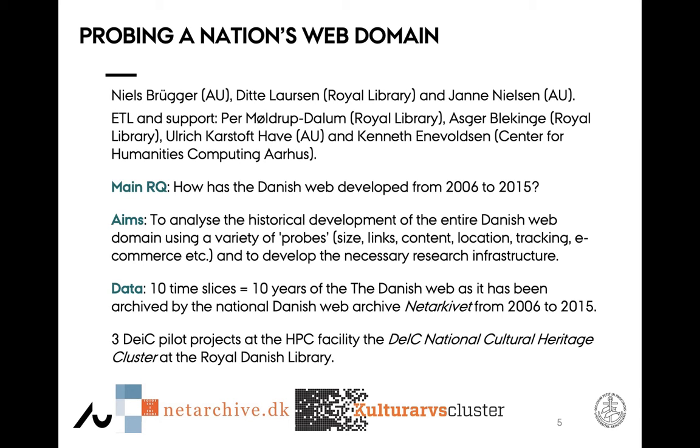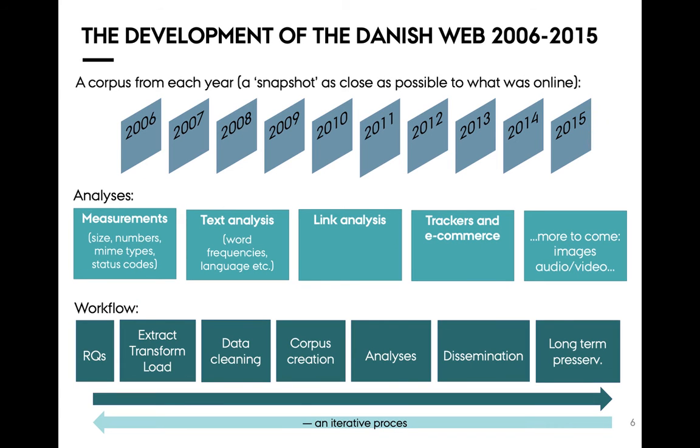The project consists of several parts, and we've been fortunate to be granted 3 pilot projects at the Cultural Heritage Cluster. To study the development of the entire Danish web domain in 10 years, we create a corpus from each year. In my next presentation, I'll say a bit more about the corpus creation, but basically the idea is to create a sort of snapshot from each year. We then do different analysis using different data from the archive and focusing on different aspects of the web domain. The next slides will be examples of some of the results from these different analyses.